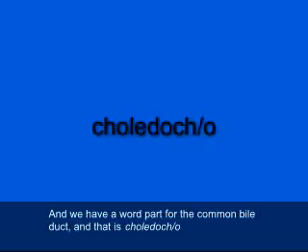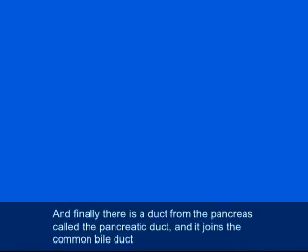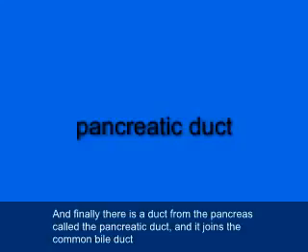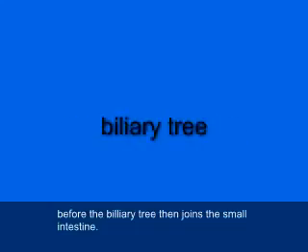CHOLEDOCH/O. And again, that is the common bile duct, the point where the cystic duct from the gallbladder and the hepatic duct from the liver join together. Now finally, there is a duct from the pancreas called the pancreatic duct, and it joins the common bile duct before the biliary tree then goes and connects to the small intestine.